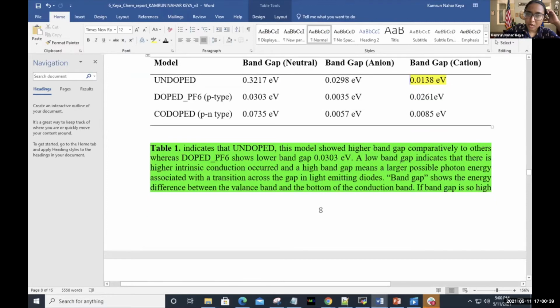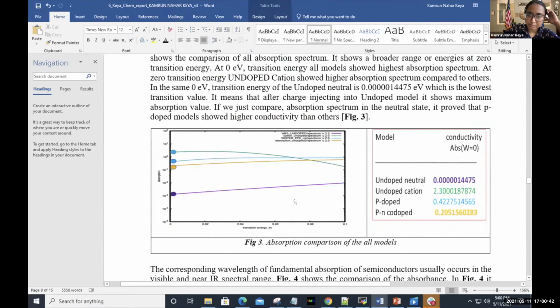So if we plot the absorption spectrum with transition energy, then it shows that the undoped model in a cationic state, the absorption spectrum is much higher than others. It's like reverse: if the band gap is low, then the absorption spectrum will be higher than others. Higher absorption means the material will show high conductivity.